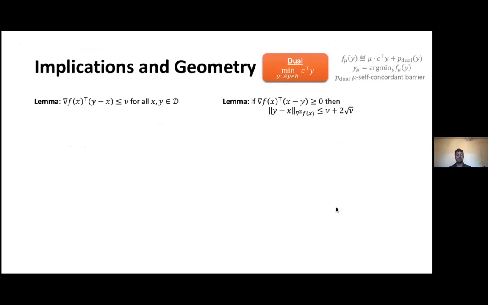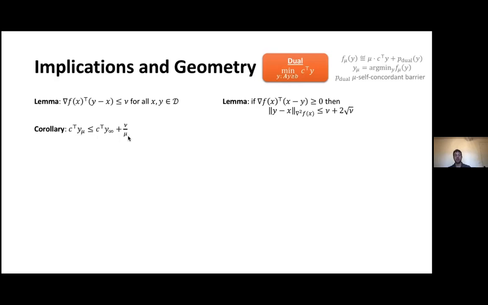Okay, so what do these lemmas imply? The first lemma, I claim, implies the following. Suppose we're looking at our penalized objective, and we look at the minimizer of the penalized objective, the mu central path point. The first lemma says if we look at the cost of this central path point and compare it to the cost of the actual minimizer of the linear program, then the difference is at most nu over mu.